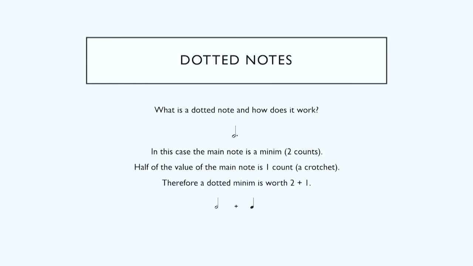But what does it mean? Well, when we look at the dotted minim, this is what it actually means. Look at the main note. The main note is a minim. It's worth 2. The dot indicates that you need to add half of the original value. So if the original value is 2, half of that value is 1. So you say 2 plus 1 is equal to 3.